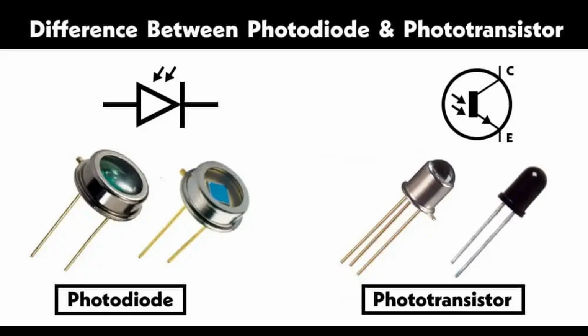8. Linearity. Definition. Linearity refers to how well the output current of the photodiode correlates with the intensity of the incident light. High linearity. A photodiode with high linearity will generate a proportional increase in current as the light intensity increases, making it more accurate for light measurement applications.